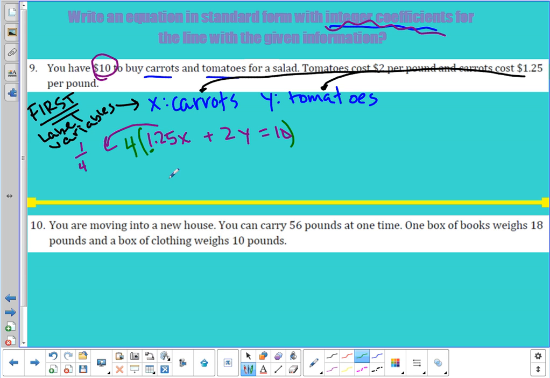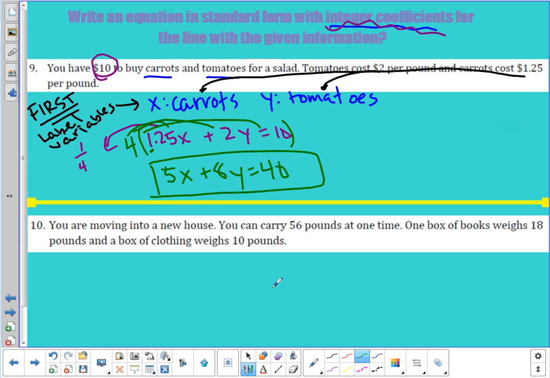Now don't forget about the one that's in front. So I take 1.25 and multiply it by 4. This is going to go all the way across. So 1.25 times 4 is 5. So I have 5x, then 4 times 2 is 8, 8y, and 4 times 10 is 40. That is my standard form equation with integer coefficients.